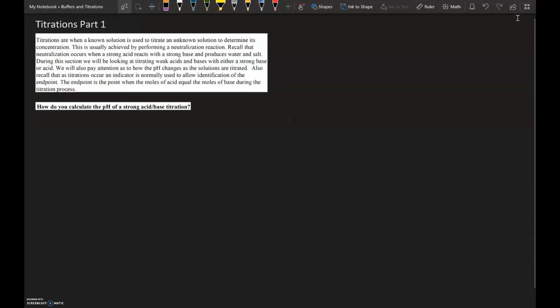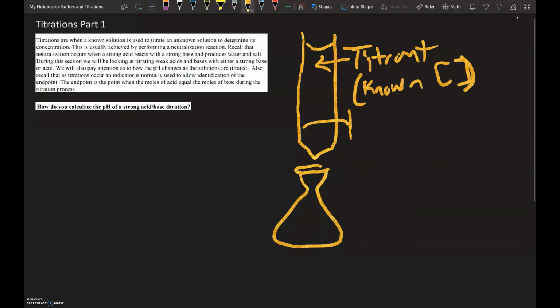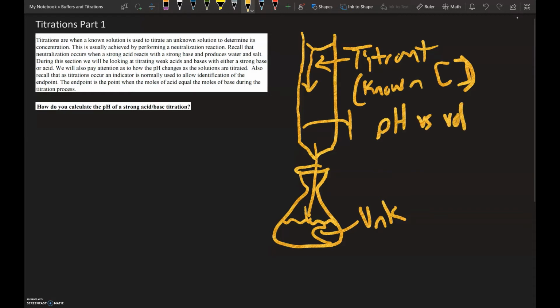Oftentimes, when you have the setup for a titration, you have the burette that's in the lab, and then the burette is controlled, and what's inside of the burette is the titrant, and the titrant is a known concentration. And below it you have an Erlenmeyer flask, and in the Erlenmeyer flask is an unknown sample of whatever. So this is your unknown. So we're going to add in a specific amount of the titrant into this solution, and over time what we're going to do is measure the pH versus the volume of titrant added.